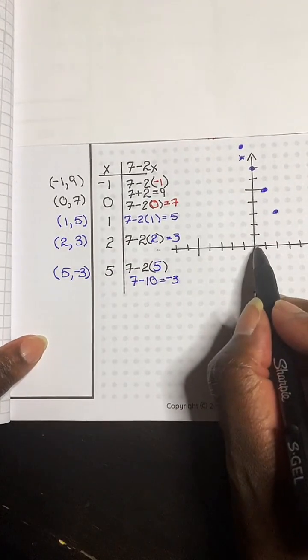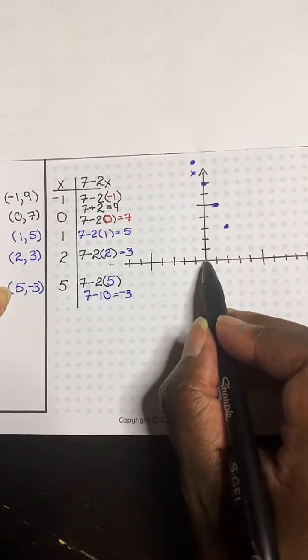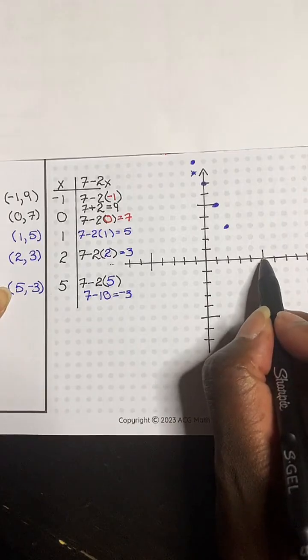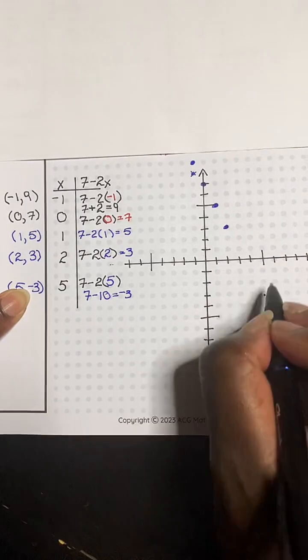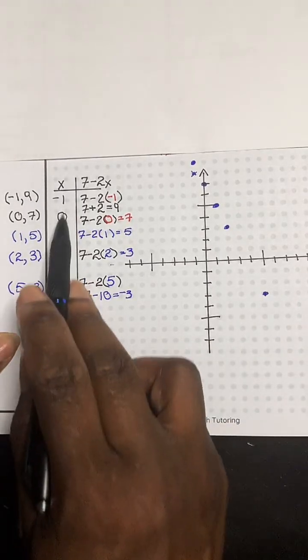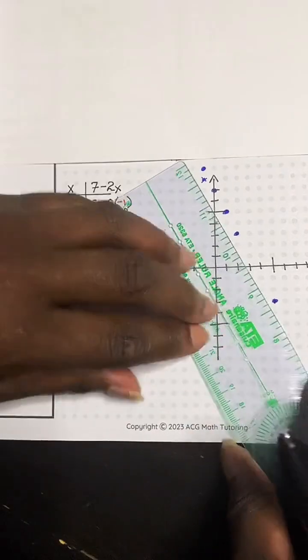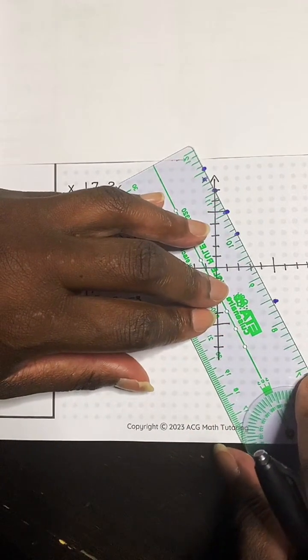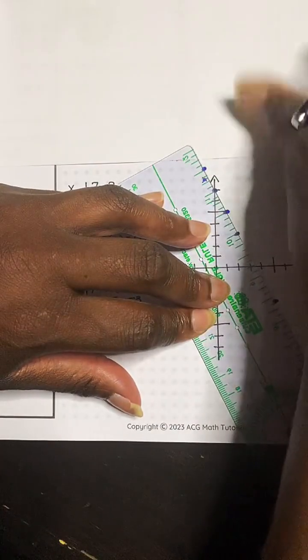So again, starting at the origin, we're going to the right 5, and then we're going to go down 3 to plot our point. Even though it wasn't a nice even run with the x's, it never is when you're messing with the x, it always gives you a straight line.